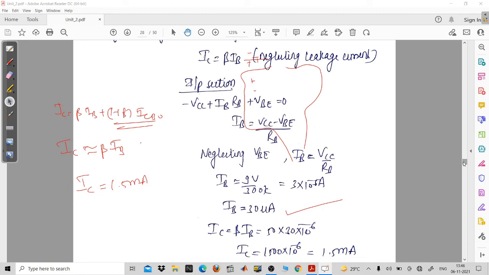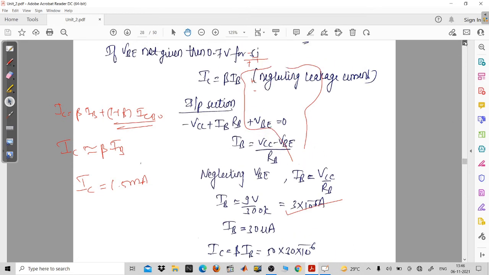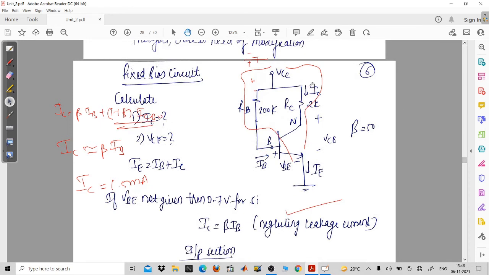Now, if you want to find the VCE, how to find it? Just apply the KVL here again. That will be minus VCC. Then the current is entering, so plus and minus, so plus IC into RC plus VCE. So VCE will be equal to VCC minus IC into RC. The VCC value is given, and you have the IC value you have just calculated. So you can simply calculate the VCE value.